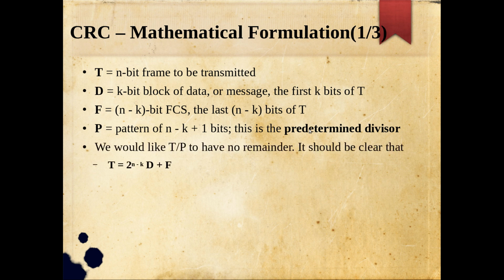So what is our requirement? The entire concept is that if there is no error, the remainder has to be 0 at the receiving side. So this T is what is communicated to the receiver. Whenever the receiver receives this T, it may be the original T sent by the sender, or it may be an erroneous one, that means some bits may have changed. Whatever it is, if T is what is received by the receiver and it is error free, then when you divide T at the receiver side using the same P pattern of n minus k plus 1 bits, there should not be any remainder. That is our requirement.